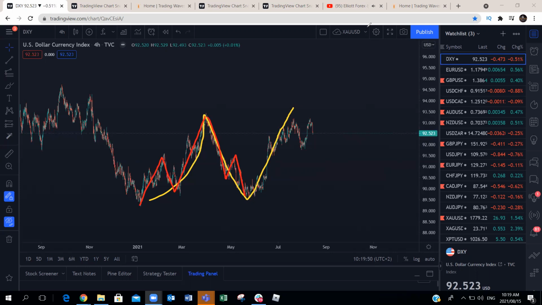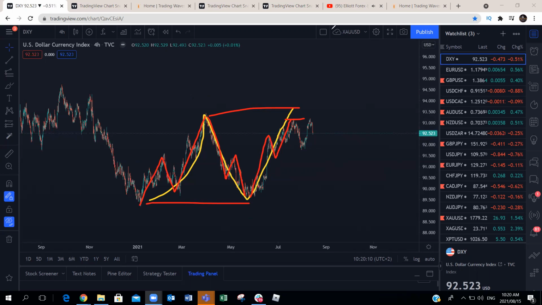So let's see here. It looks like we've completed our move at this level with the DXY, and our 3 waves is this here. So that's what we have, and we are now starting a move to the downside. Okay, so could this move be over with this flat correction and this being a WXY? No, that's not a WXY corrective structure.